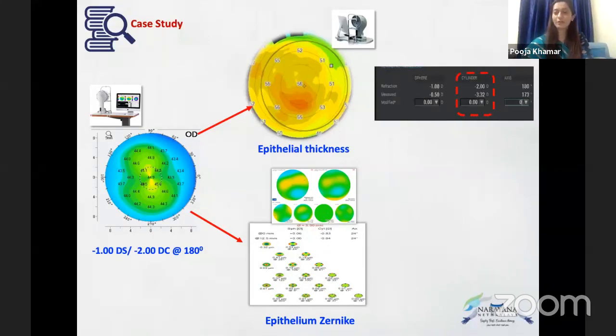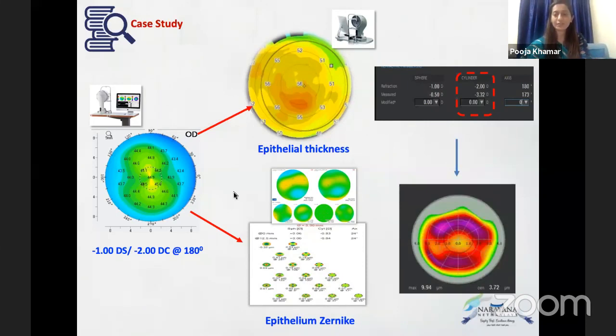We were planning a topo-guided treatment, and we saw that the patient acceptance was -2 diopters in cylinder. However, your machine was measuring around -3.32 diopters. We would go ahead and do a refractive surgery for this patient. But the question here was, do we consider that this 0.85 is coming from the epithelium, or do we just go ahead and treat what your topolyzers are giving? That is also what we need to think about.